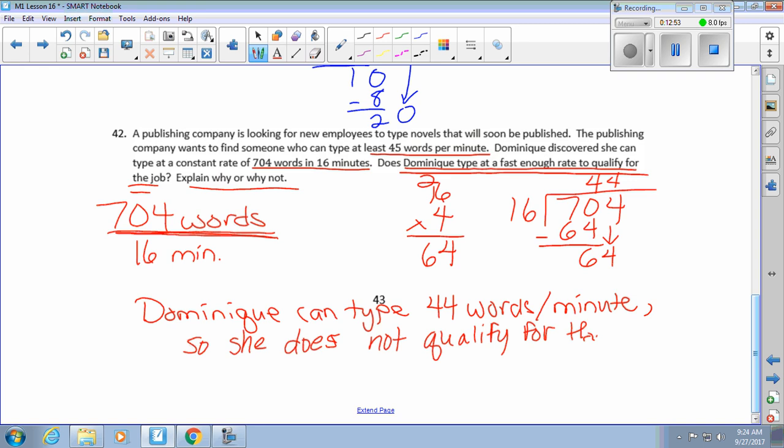That pen doesn't want to write to him. For the job. All right.